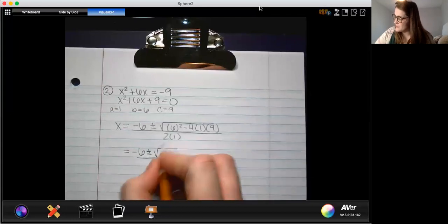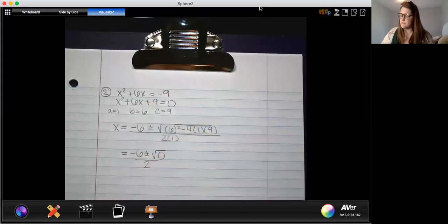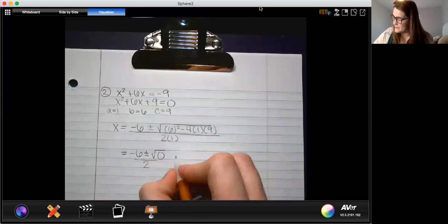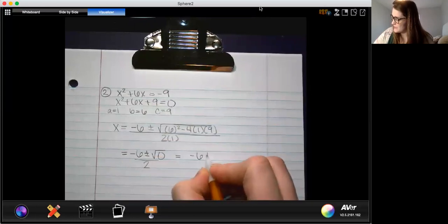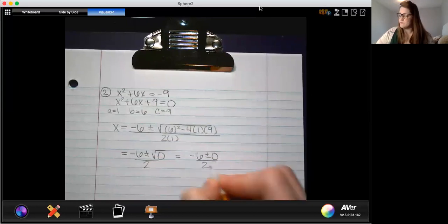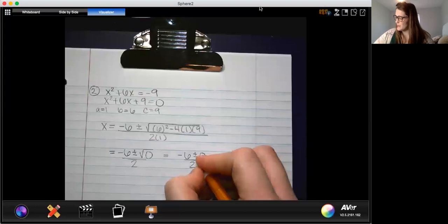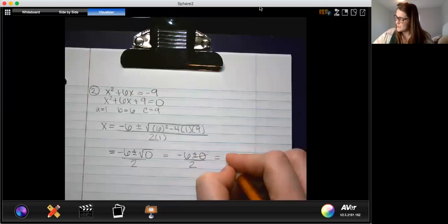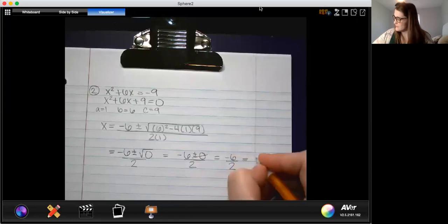And 2 times 1 is 2. Well, what is the square root of 0? Square root of 0 is 0. So this simplifies to be negative 6 plus or minus 0 divided by 2. Well, if you add or subtract 0, that really doesn't do anything. And so we get negative 6 halves, or in fact, we get negative 3.